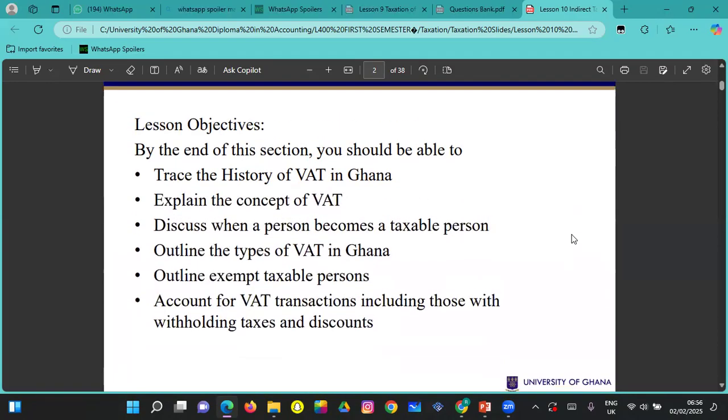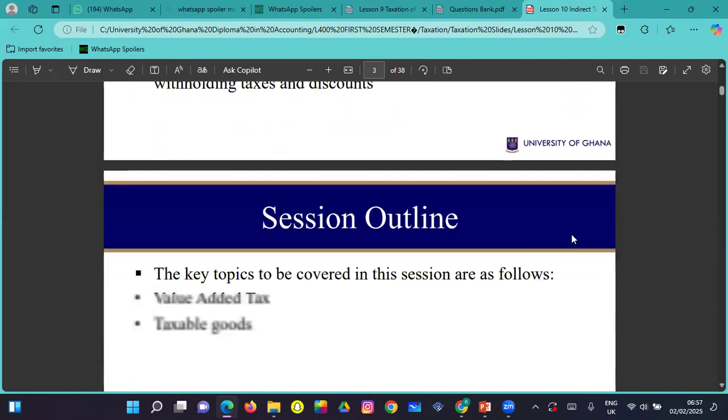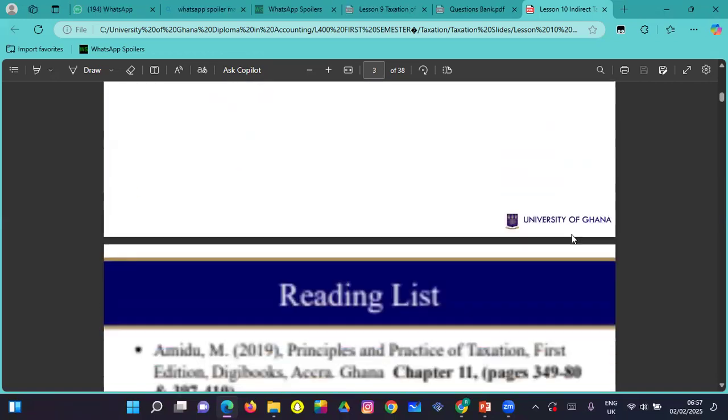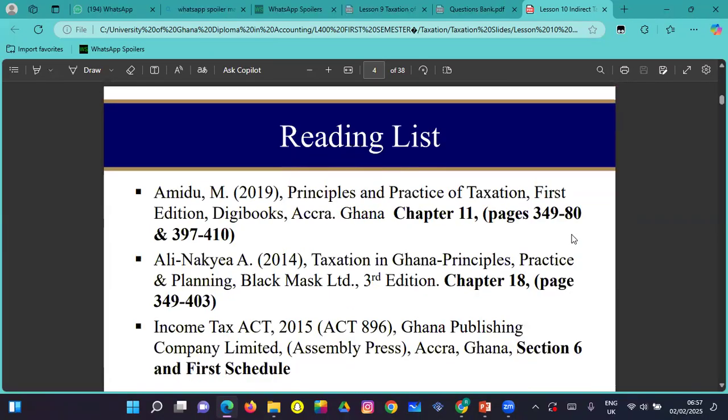All right, so at the end of this session, we should be able to trace the history of VAT in Ghana, explain the concept of VAT, discuss when a person becomes a taxable person, outline the types of VAT in Ghana, outline the exempt taxable persons, and also account for VAT transactions, including those with withholding tax and discount. The key topics to be covered in this session are value added tax and taxable goods. There are some reading lists you can go through.